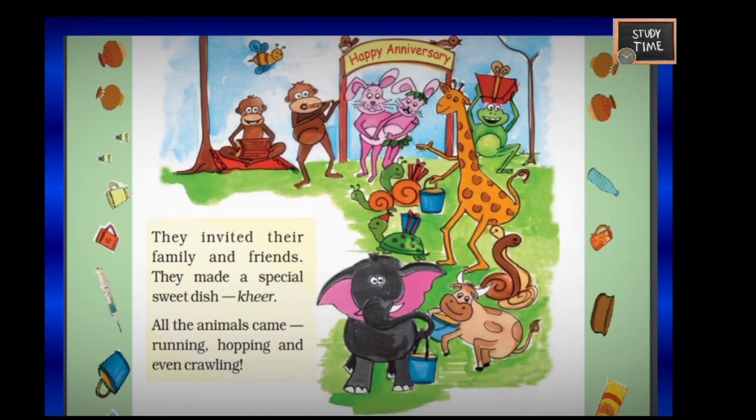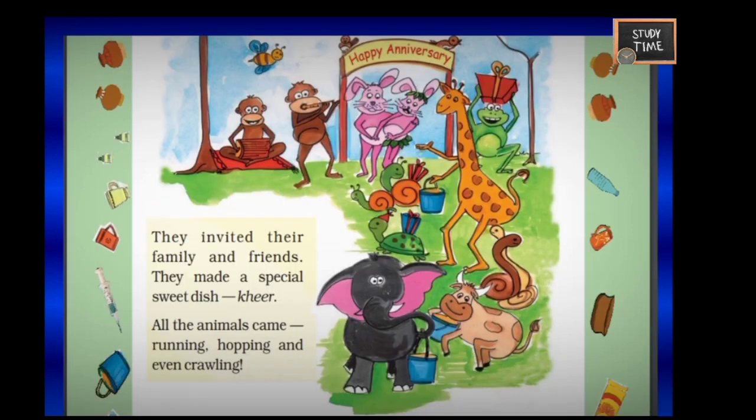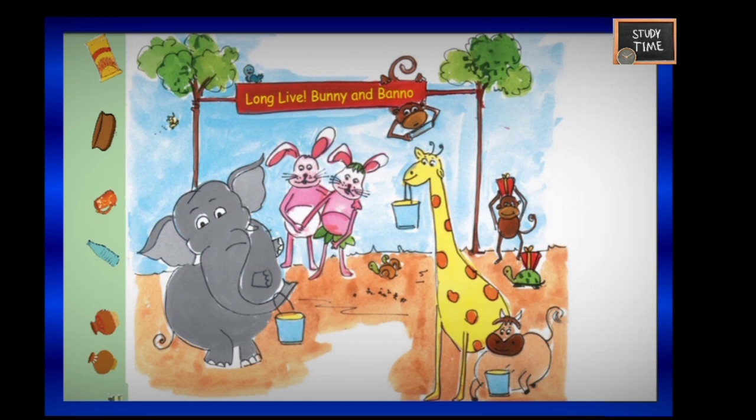They invited their family and friends. They made a special sweet dish, kheer. All the animals came running, hopping and even crawling. Which animals would run? The cheetah. Which animal would hop? The frog would hop. Then crawling snakes, and here you can see snails. These came crawling, and they were enjoying the party.